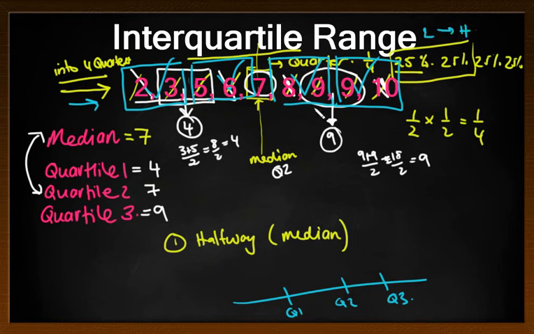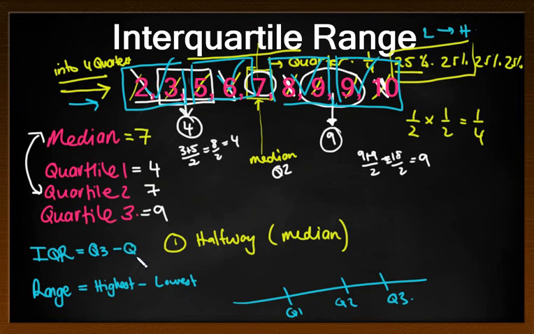Now we've mentioned these are my quartiles, so what on earth do you think is the interquartile range? Well, if you think back to our previous lessons, what was the rule for the range? The range was the highest score minus the lowest score. So what might interquartile range be? That's your highest quartile, in this case quartile 3, minus the lowest quartile, quartile 1. So we can also say this is the upper quartile minus the lower quartile.